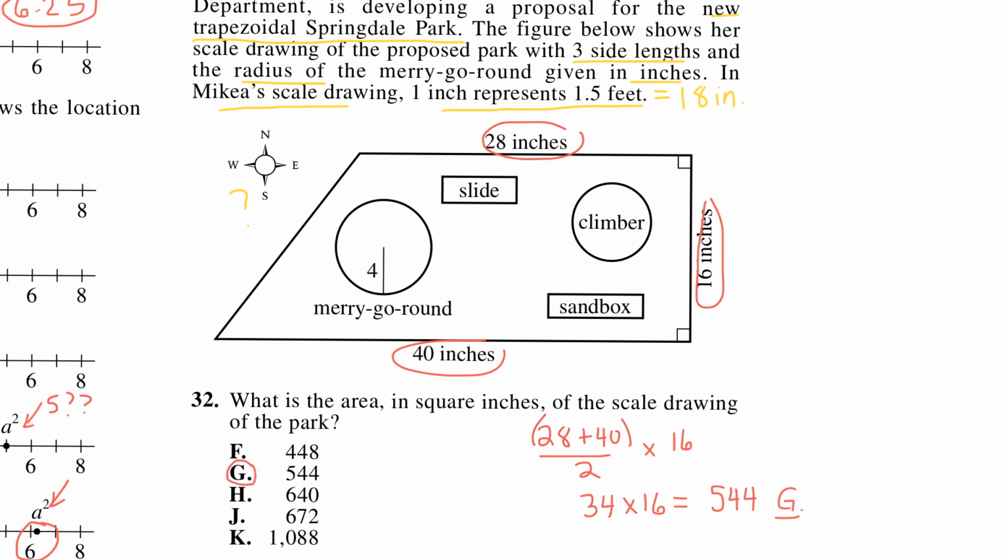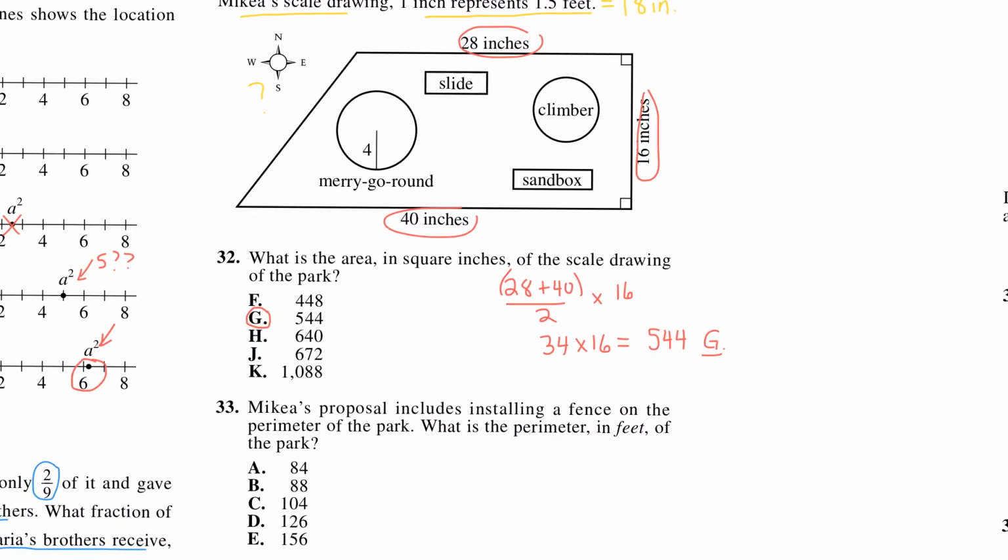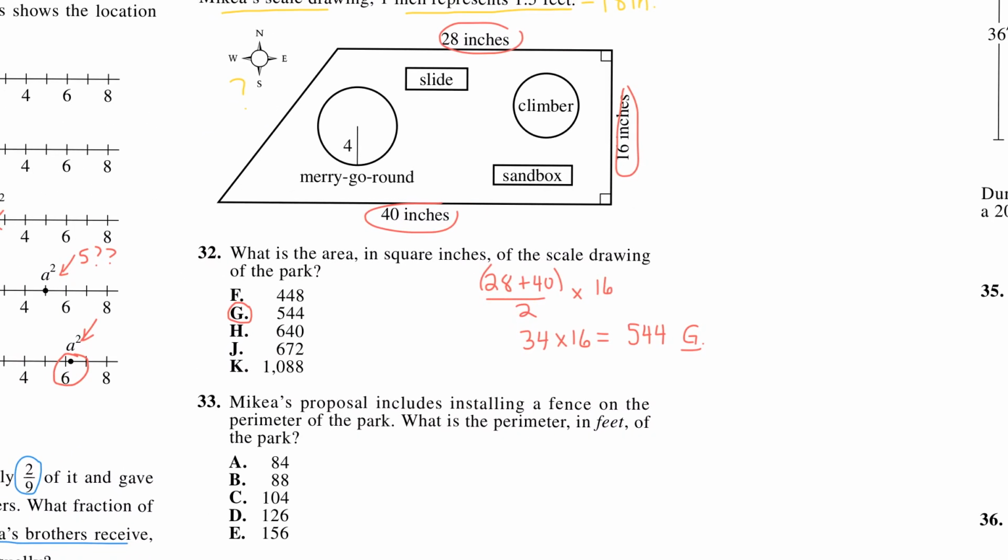Okay. Let's take a look at the next problem, which is pertaining to the same drawing. Mikhail's proposal includes installing a fence on the perimeter of the park. So what is the perimeter in feet of this park? We know the bases, we know this height, but we don't know this side right here. So I need to draw a little perpendicular right here, and from here to here I've got 28, so this is 28.